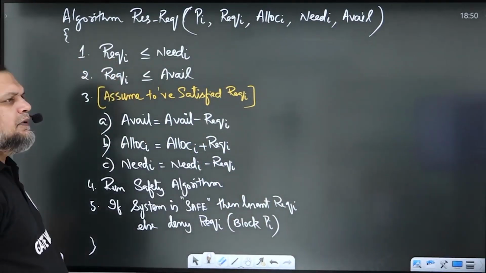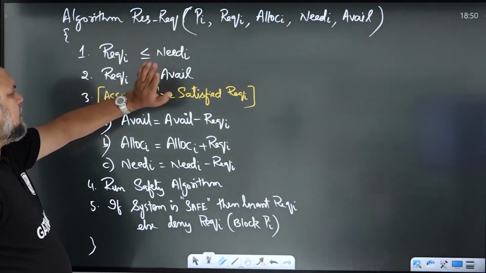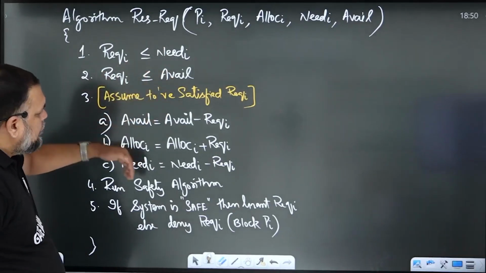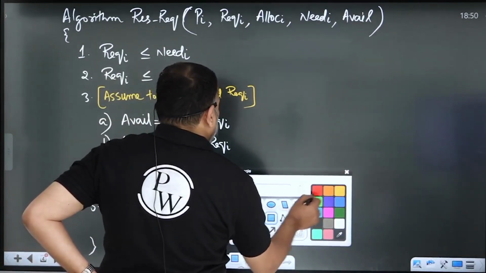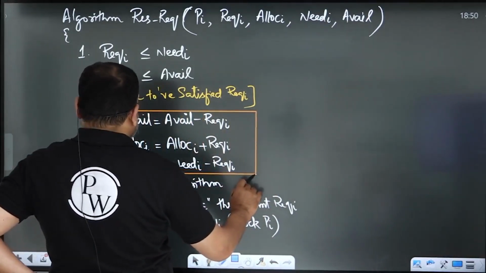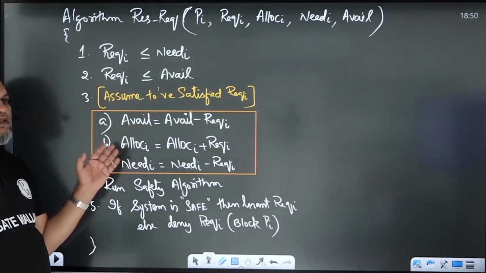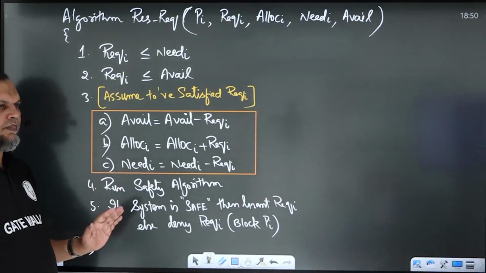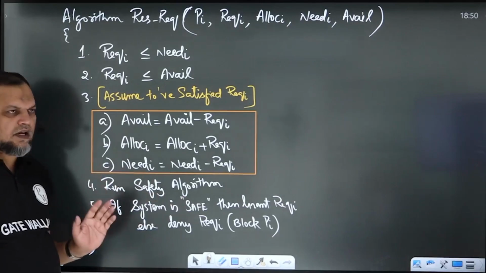Hope you understand. I repeat the steps. Check whether the request initiated by the process is within the need. If it is so, I come to check, is it within available? If so, I assume to have satisfied the request. When I am assuming to have satisfied the request, these are the operations which I carry out. And then I check whether after carrying out these operations, my system is safe or not. If it is safe, then I satisfy. If it is unsafe, then I deny.